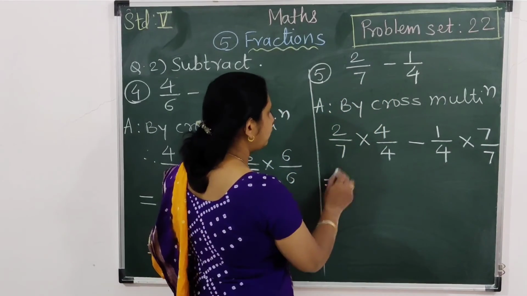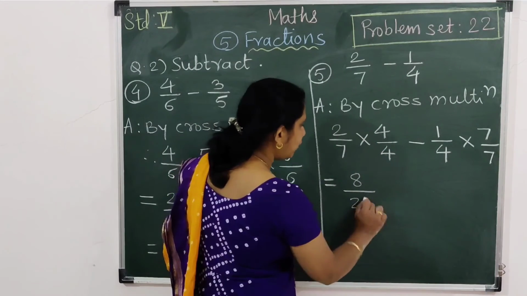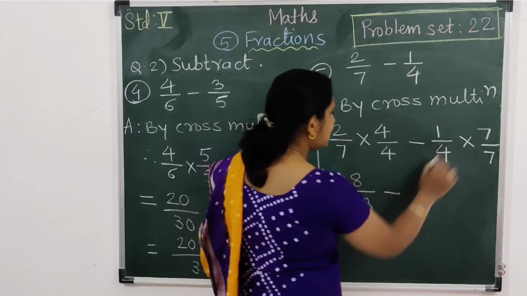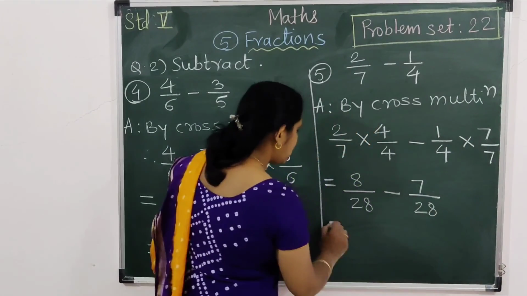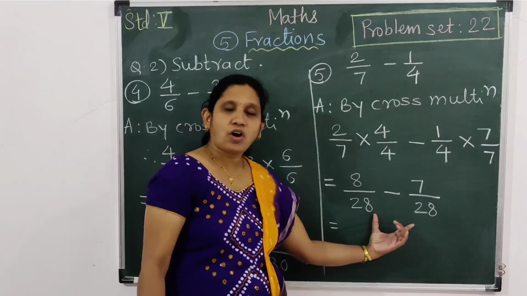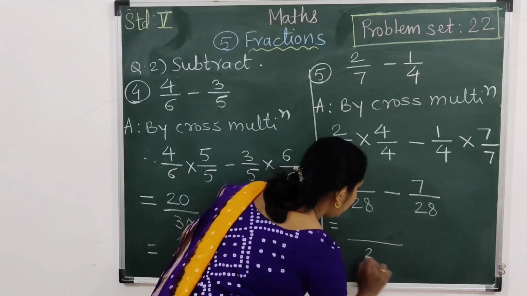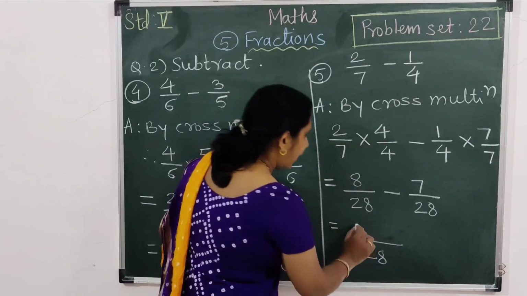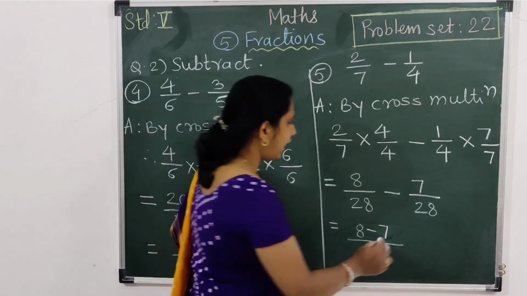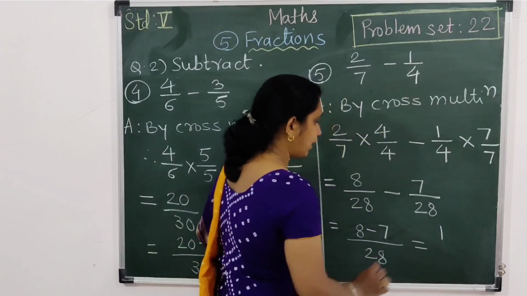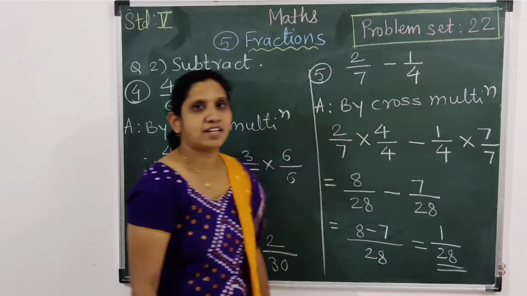So this is equal to 2 4s are 8 upon 7 4s are 28, minus 1 7s are 7 upon 4 7s are 28. So now we got the denominators equal, that is 28. So we'll write it only once. Alright. And in the numerator we have to write 8 minus 7. It's so easy. 8 minus 7, what will we get? 1 upon 28. This is our final answer.